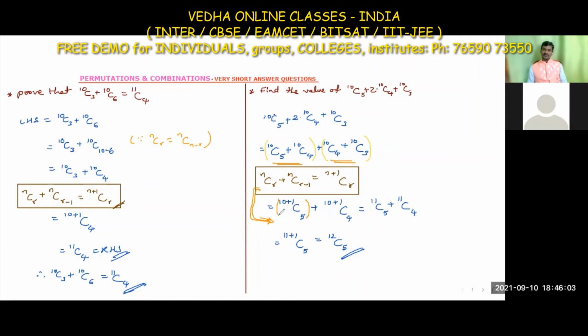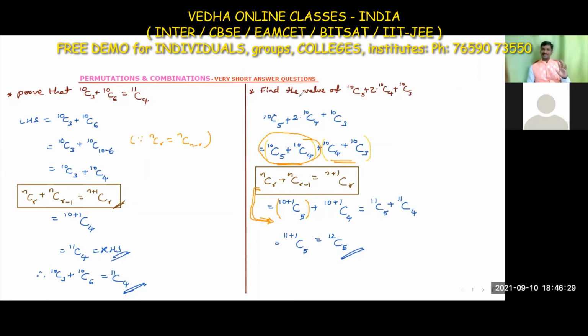If they give 10C5, 10C4. Okay, so the n values are equal, 10 and 10. R and R minus 1, 5 and 5 minus 1. When we have two consecutive numbers, then we apply this formula. These two terms become one term: 10 plus 1 C. The bigger value is 5, so we write 5.